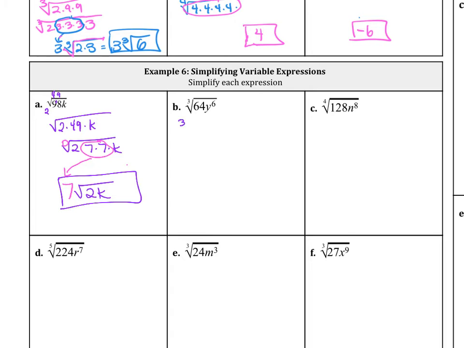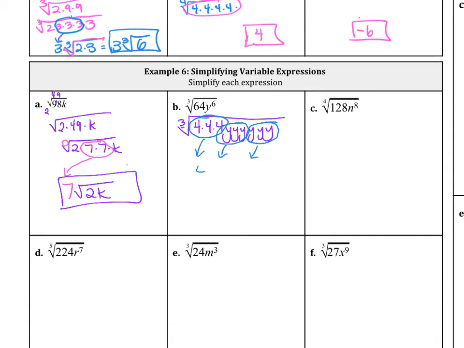There are 2 ways to do this, so I'll do it the long way first. 64 we can break down to 4 times 4 times 4, hopefully you know that. Then I could write y 6 times. Looking at the index, how many do we need in order to circle it to come out? The index is 3. So 3 4s, 3 y's, and 3 y's. So it's perfect, each one comes out as a single piece.